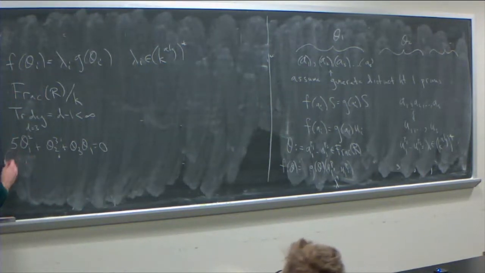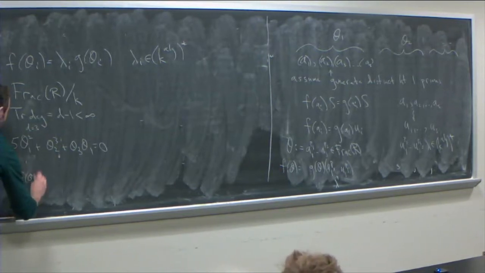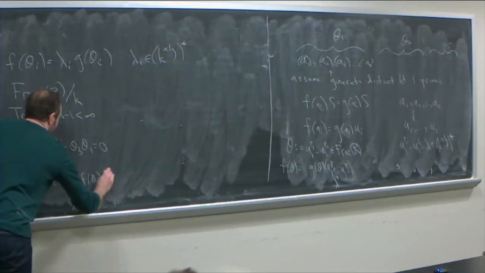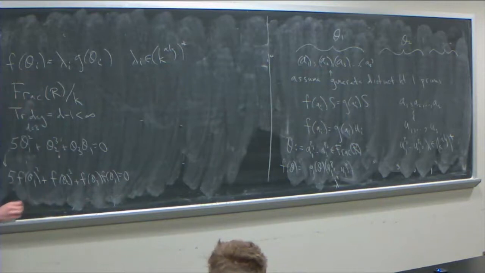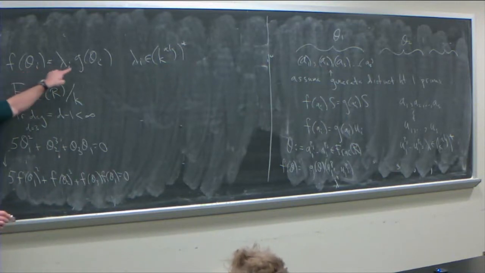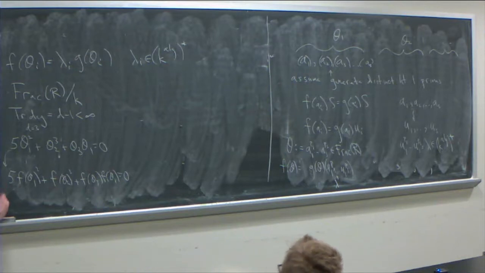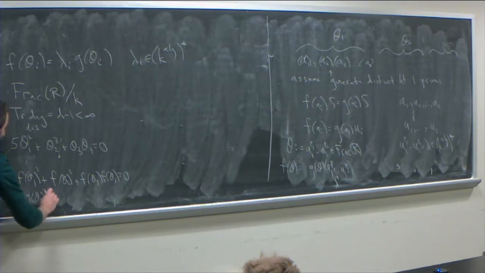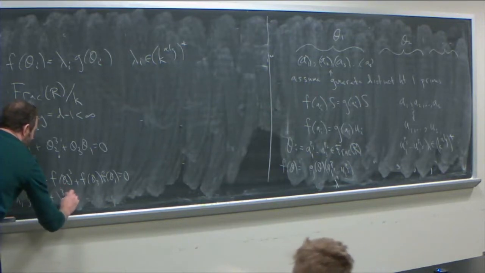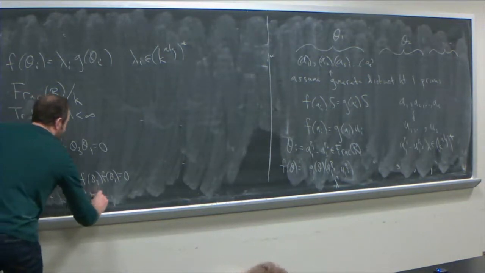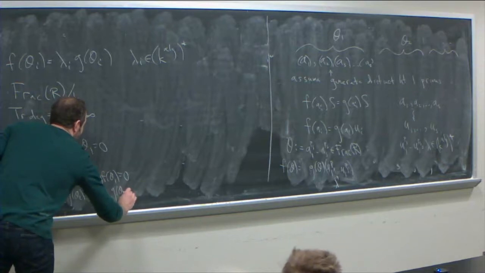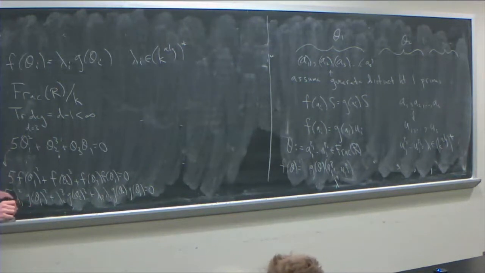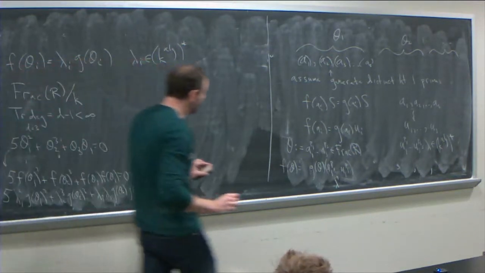So if I apply f to this, I get this. And now I'm going to just use this relation, and I'm going to say, well, f of theta_1 is lambda_1 times g of theta_1, so this is the same as this. So just using this relation and applying it here, I get this. But now g is injective.